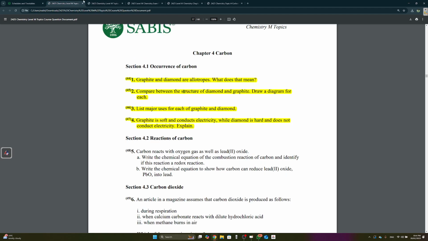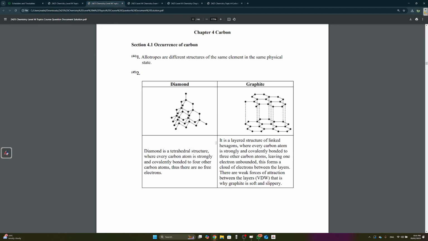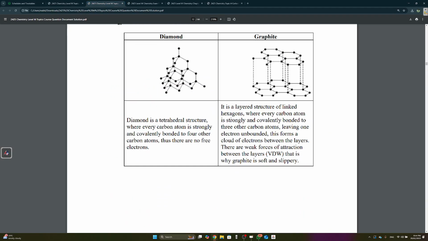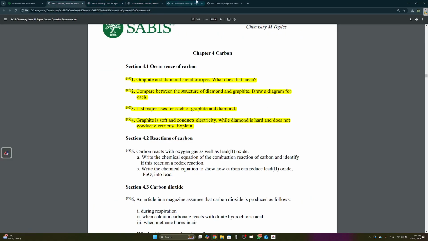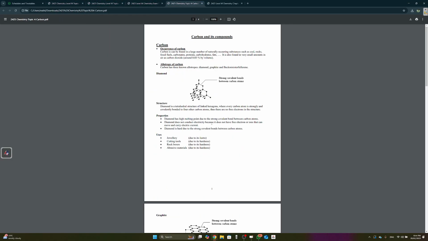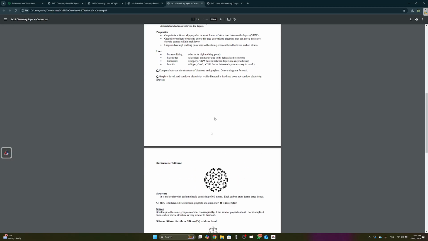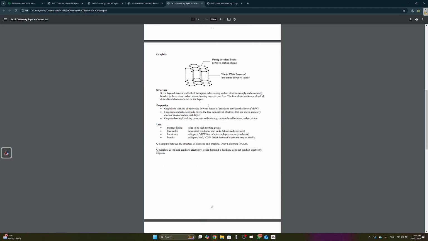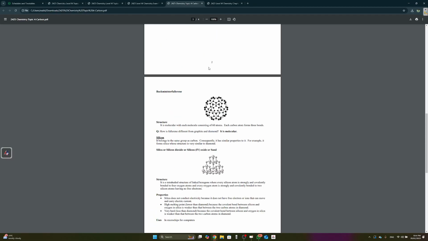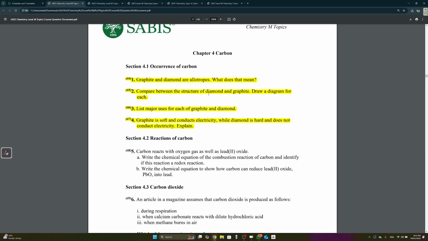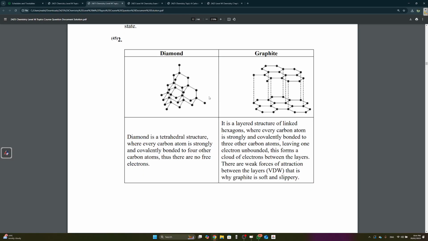I think question 2 is also coming. Yes. So you should know. This is a nice summary. I think it's also in the notes as well. Over here, carbon compounds. You can go over the notes if you want. But over here, this is a nice table to compare between the two.